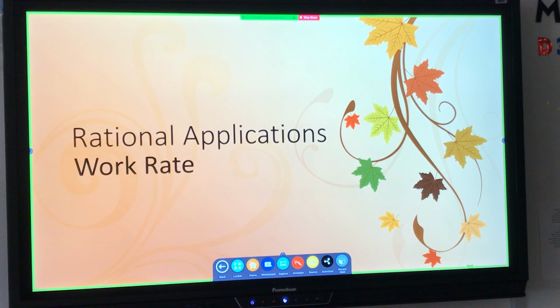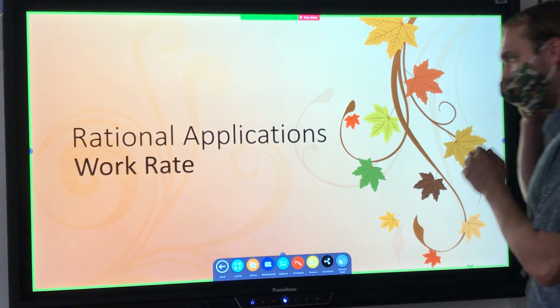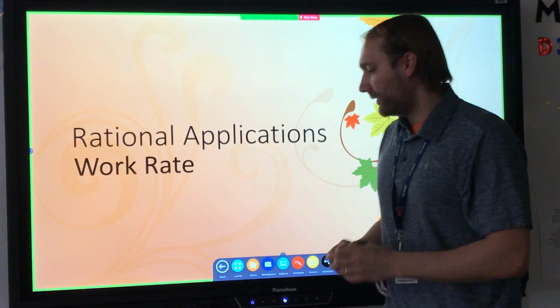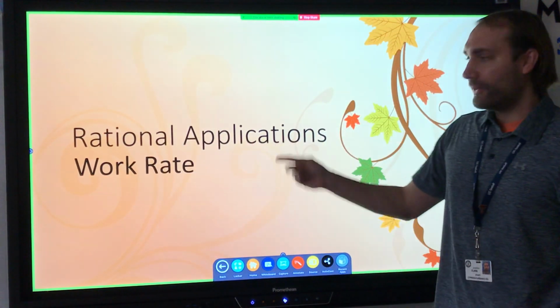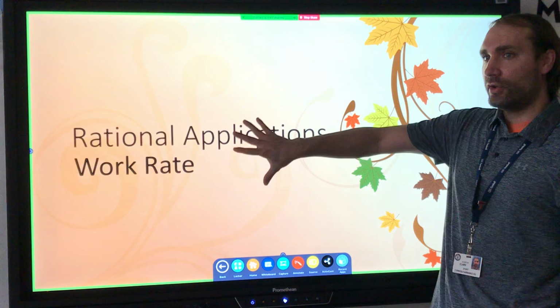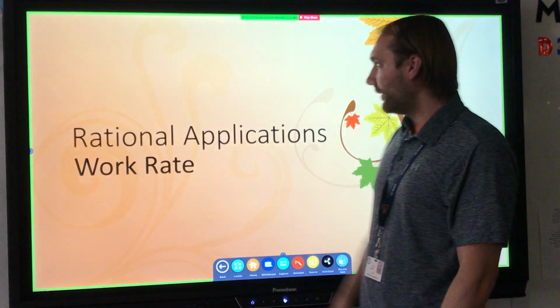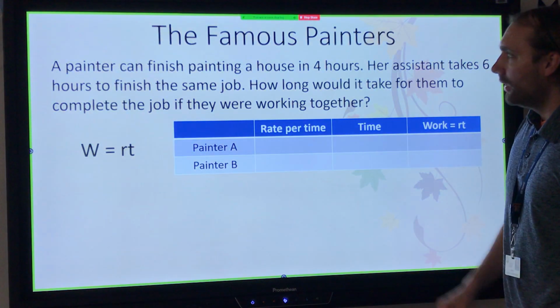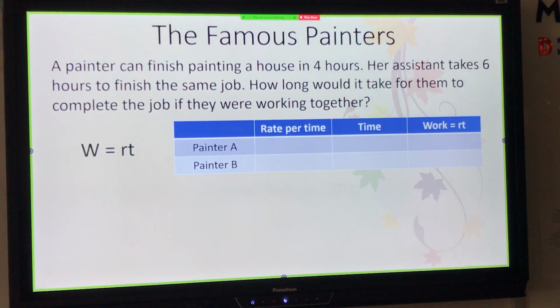So, previously we looked at linear applications. For today we're going to look at rational applications. Fractions, right? Word problems that turn into fractions. With today's we're going to look at work rate. And of course, the most famous work rate problem of them all is the painters.